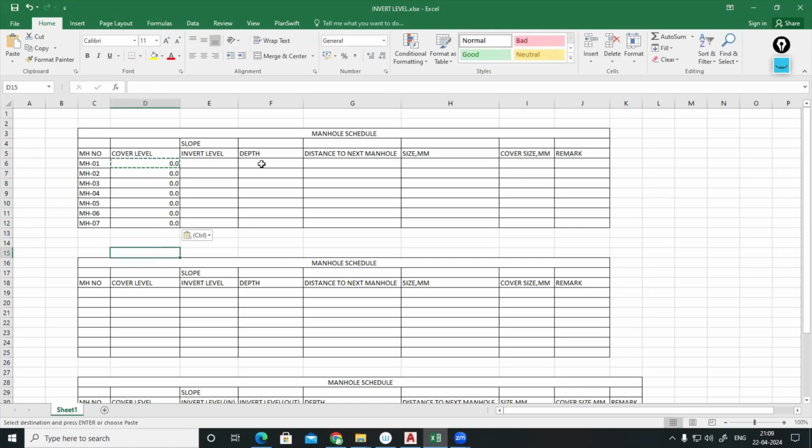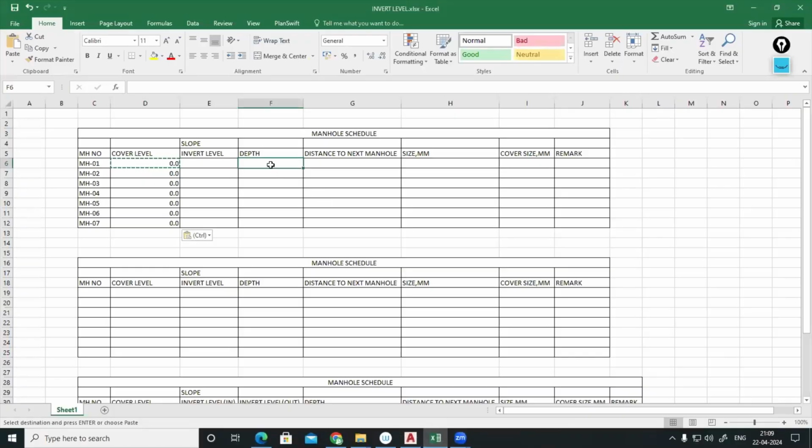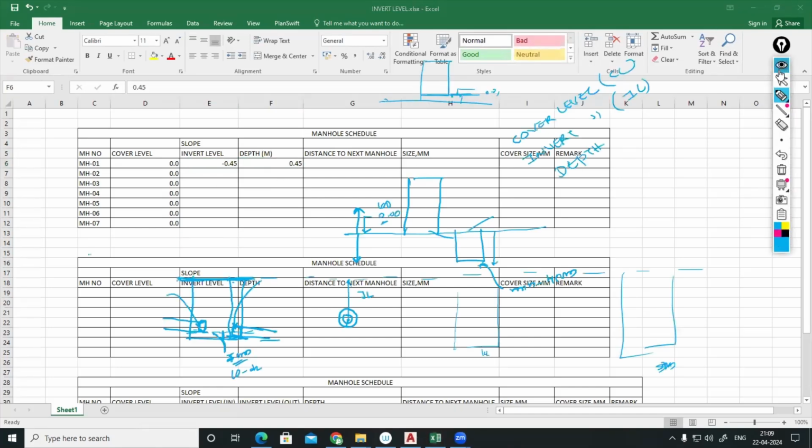Anyhow, the starting manhole depth we are having is 450. Manhole 1, the minimum depth of the starting manhole should be 450 mm. So the depth I'll be marking 0.45. Depth should be in meters. Okay. So the invert level also I'll be marking minus 0.45. Minus only because, in this case, whatever depth the starting manhole has, the same I'll be considering.